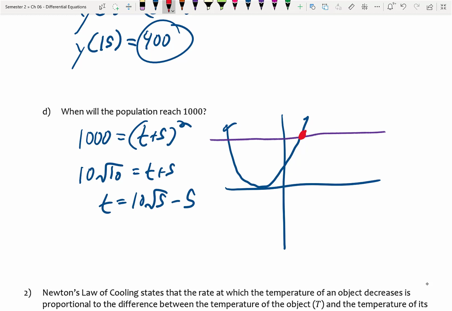Yes, Kendall? Is that supposed to be 10 root 10? It is supposed to be 10 root 10. Thank you.